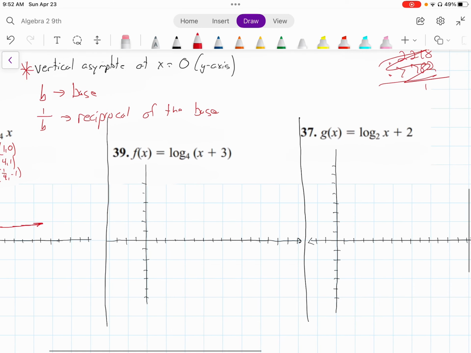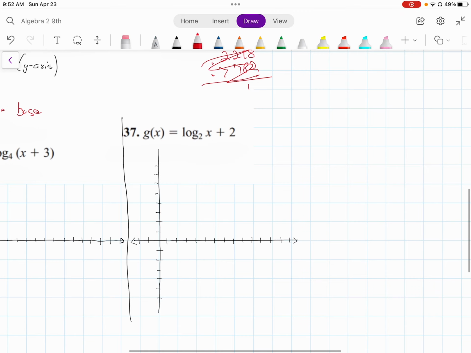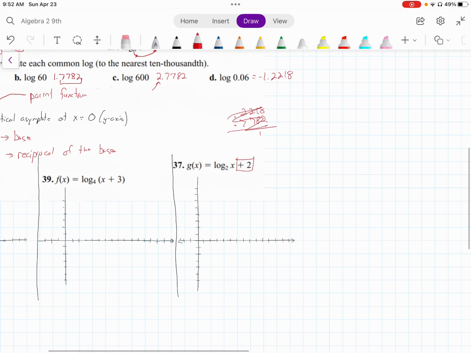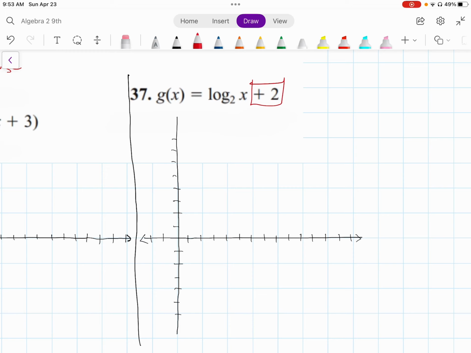Let's go all the way over to 37. We're going to graph our parent function. So this information right here is for the parent function. But then what happens when we add 2? Well, it's going to move up 2. So let's start just by graphing the parent function in red. So we have those 3 points. We have 1, 0. We have the base 1, and we have the reciprocal of the base, negative 1. And we know that the y-axis is an asymptote.